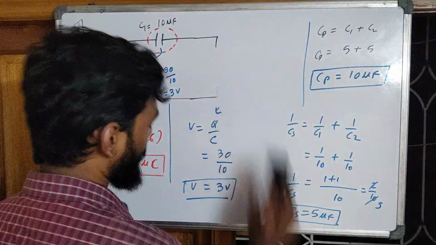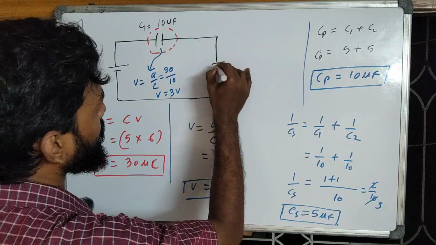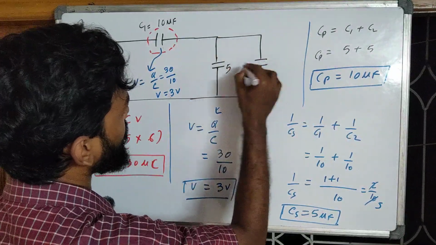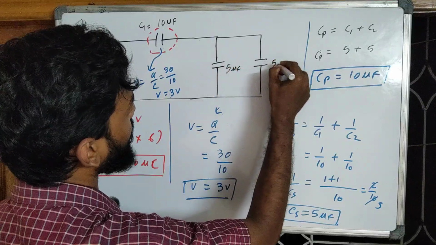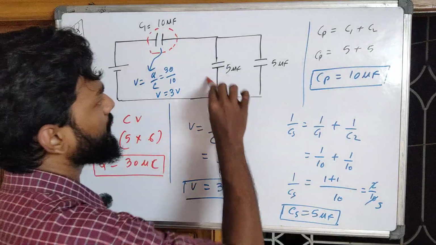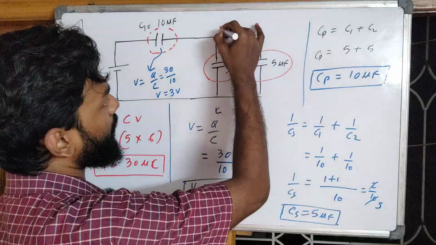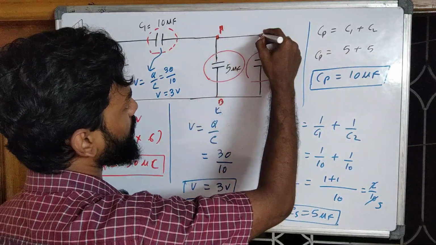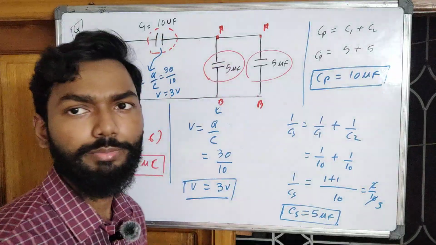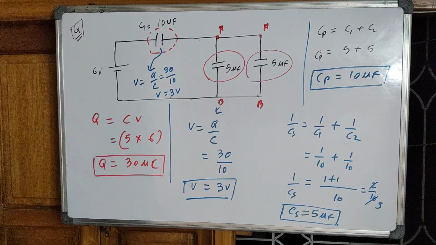So what did we do? This 10 consists of 5 and 5, right? 5 microfarad and 5 microfarad. So the 3 volt will be applied across this and this as well. 3 across this and 3 across this end. Let's suppose it is A, B, 3, A, B, 3. 3 is consumed in this, and 3 will be remaining in parallel. Okay, so I guess you've got all of the answers correctly.